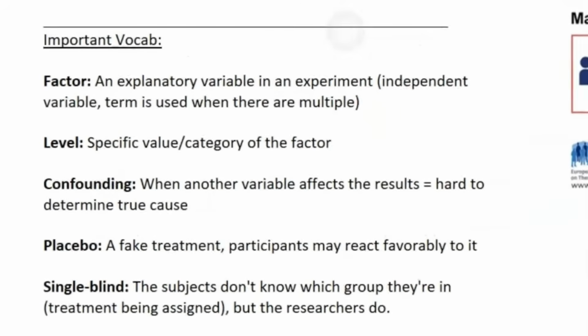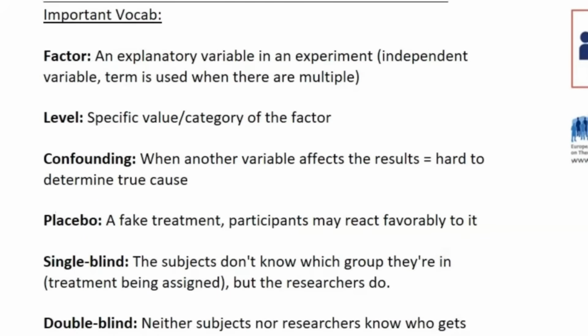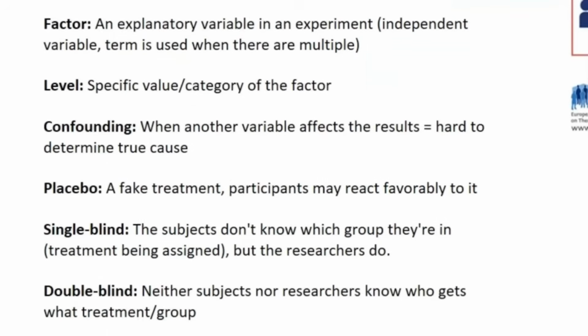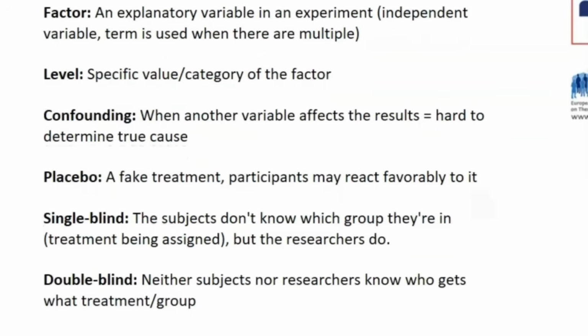A couple more key vocab terms is factor. Factor is the explanatory variable or independent variable. It's just a term used when there are multiple independent variables. Level is just a specific value or category of the factor. So sunlight could be a factor, but then low sunlight or high sunlight would be levels. Confounding is when another variable affects the results. So if you don't properly have a control group, then it's hard to determine the true cause of your results or your treatment. Placebo is a fake treatment where participants may react favorably to it.